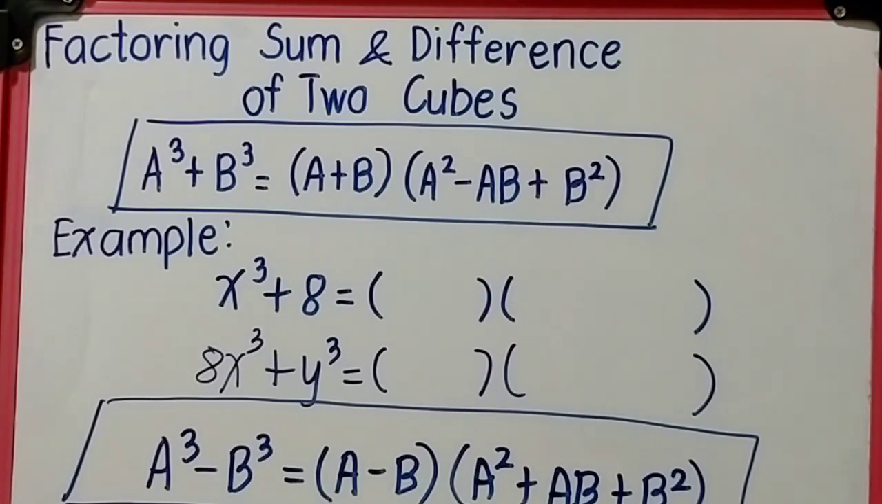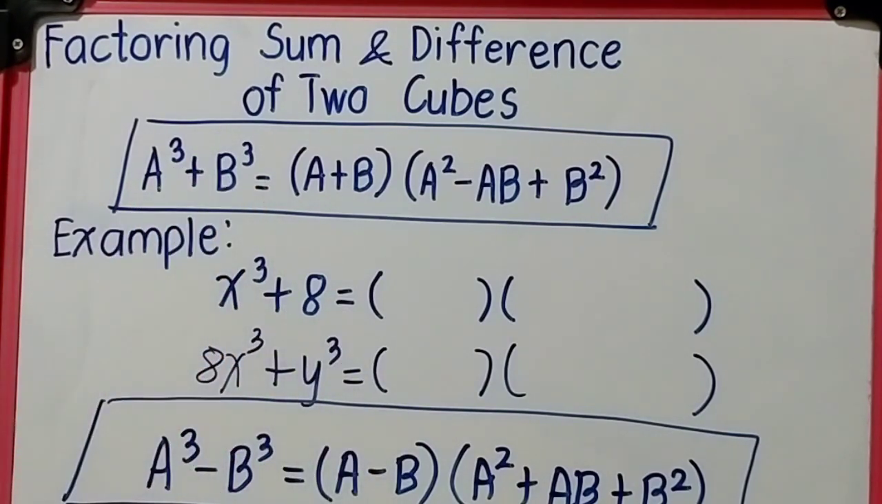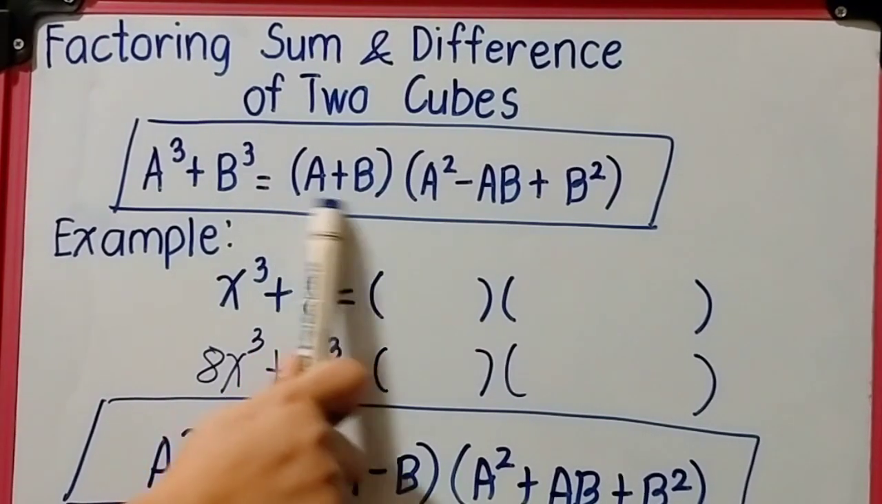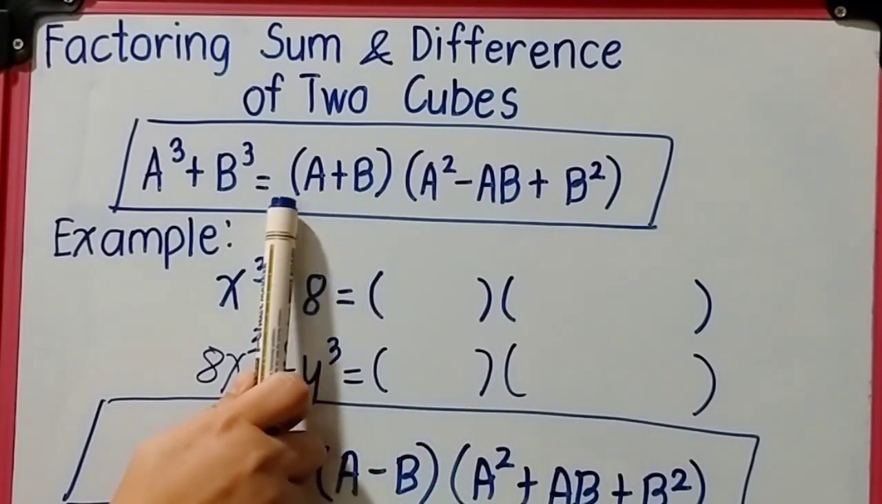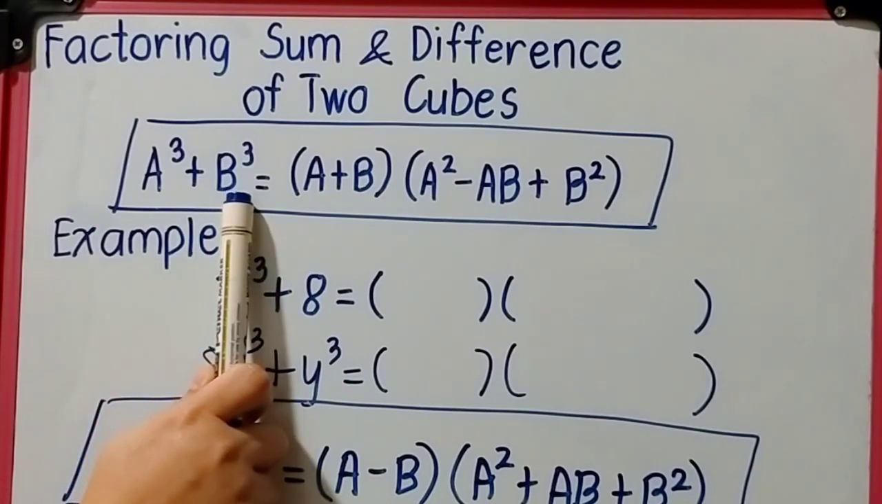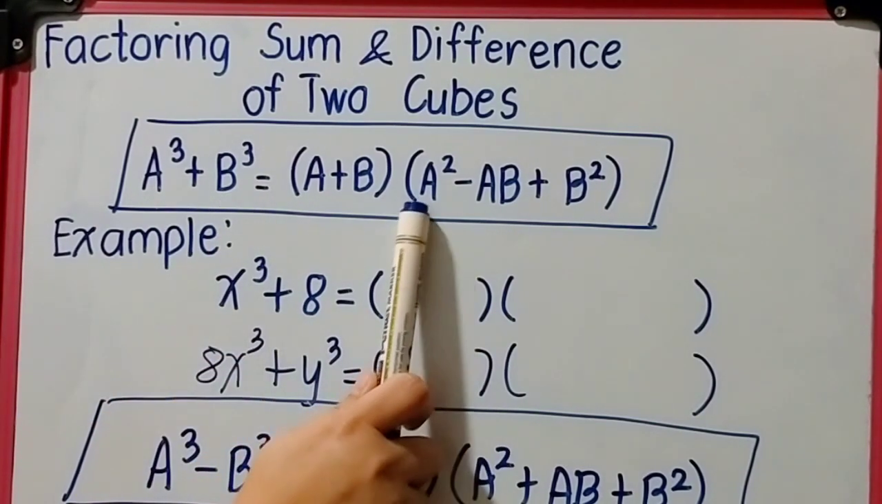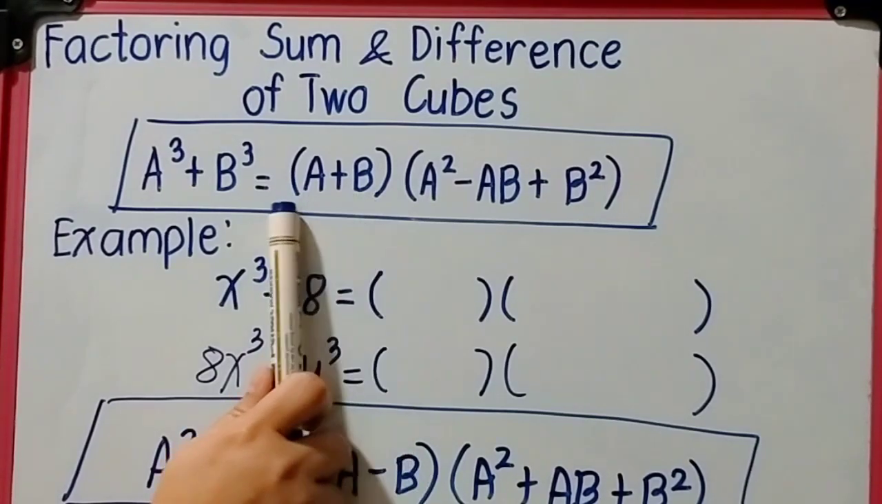Factoring sum and difference of two cubes. So let's deal first with the sum of two cubes, a cube plus b cube. The factors of the sum of two cubes are a binomial and a trinomial. The first factor is the sum of the cube root of a cube and b cube. The second factor will be based on the first factor.